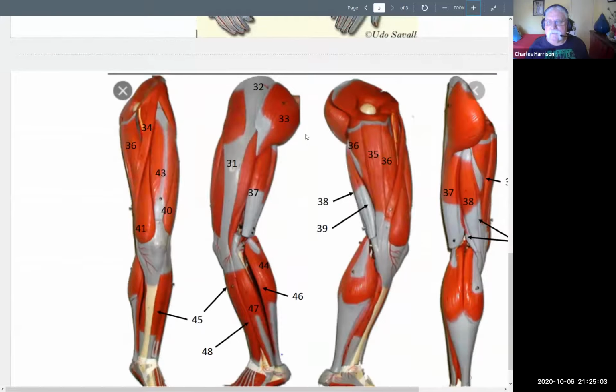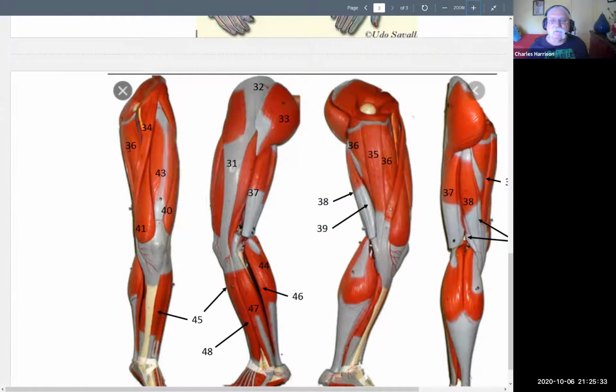For the leg, we did the same thing. This leg is from anterior view. Here's the knee. Right up the middle is the rectus femoris. On either side of it is the vastus medialis, vastus lateralis. Here's the sartorius. And number 36 is a portion of the adductor magnus.